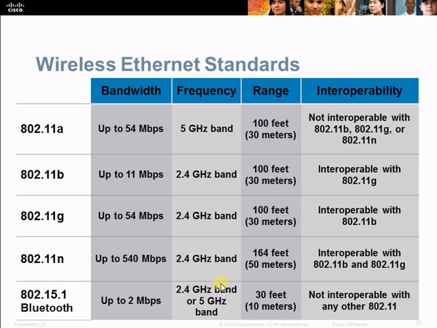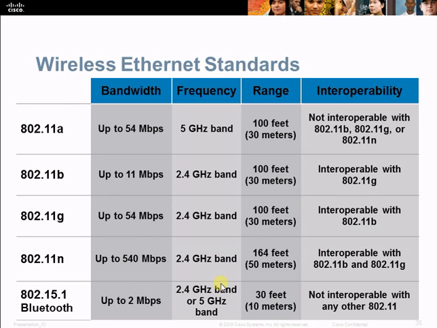But all the rest are running on the 2.4 gigahertz, and depending on the level is how far it can transmit the data. So N is the longest at 164 feet or 50 meters. It also mentions Bluetooth here, and Bluetooth is usually considered a personal network device at short distances, anywhere from 30 feet to about 90 feet, depending on the Bluetooth frequency.